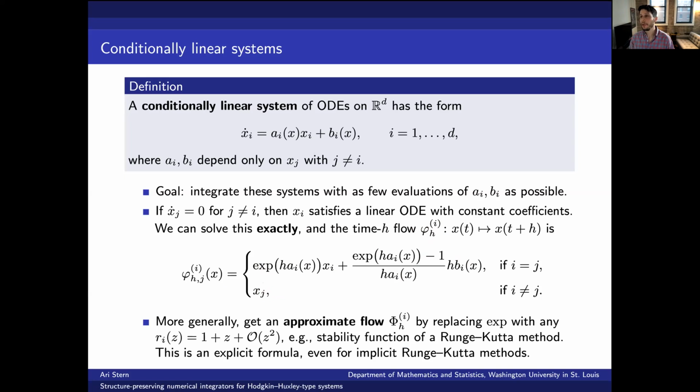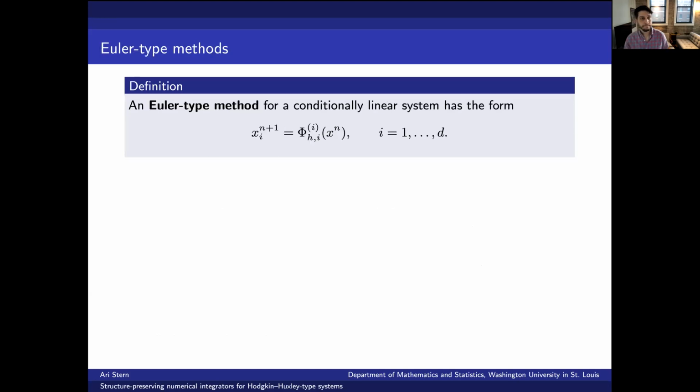approximate flow, for example, I could apply some Runge-Kutta method to this system. And even if it's an implicit Runge-Kutta method, if I freeze all the xj's with j not equal to i, I can come up with an explicit formula for a solution. All right, so I say that an Euler-type method for a conditionally linear system has the following form, meaning that for each of the xi's, I just apply some numerical method to the previous time step. And I do this stepping forward in parallel because each of the xi's only depends on the state of the system at time n.